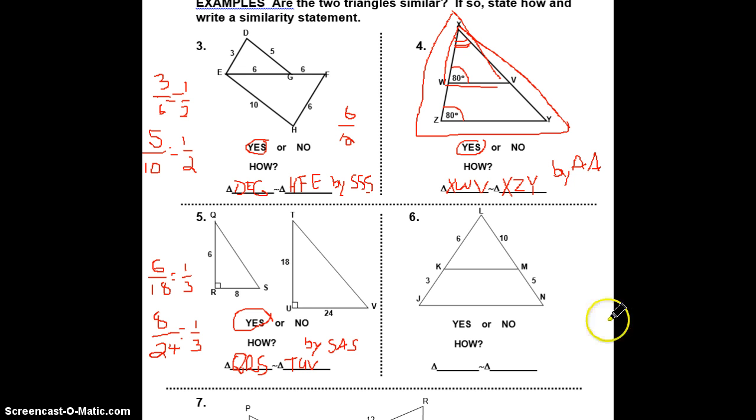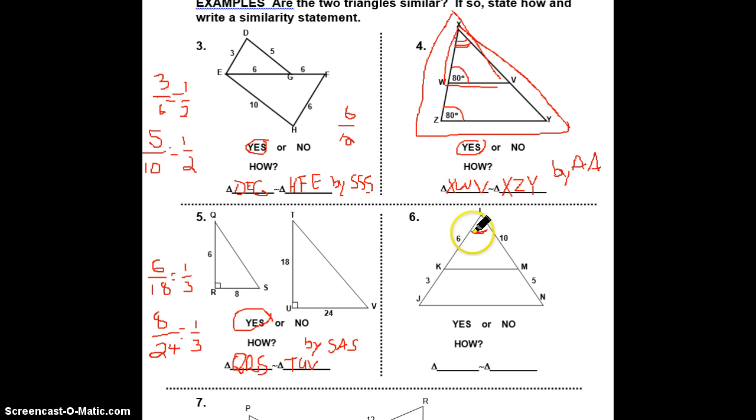Okay. Number 6. This time we've got sides. We don't have all 3 sides. The KM's not given to us. The JN's not given to us. So we know we can't use side, side, side. We don't have enough angles to use angle, angle. So we know we're trying to shoot for side, angle, side.